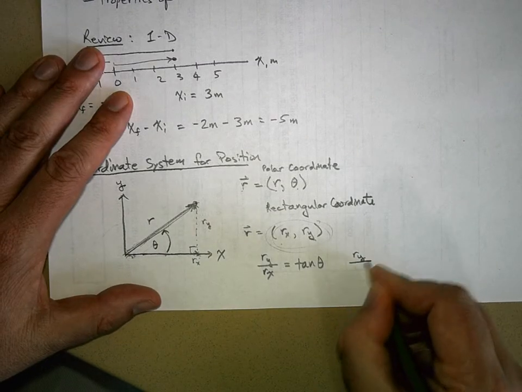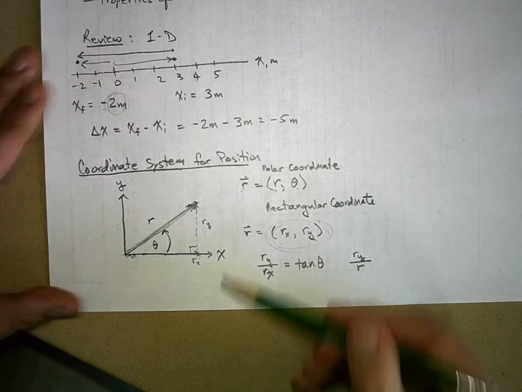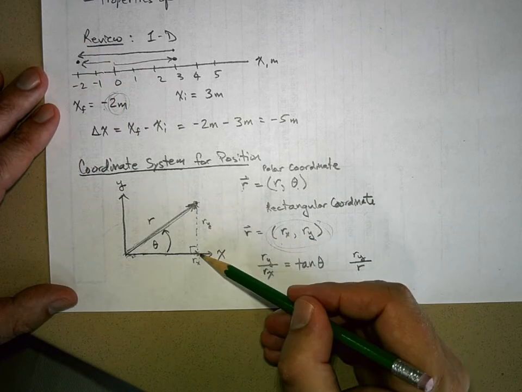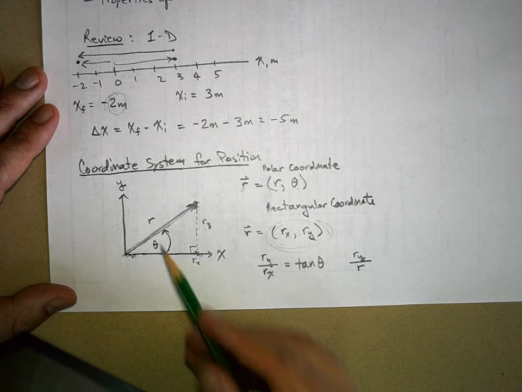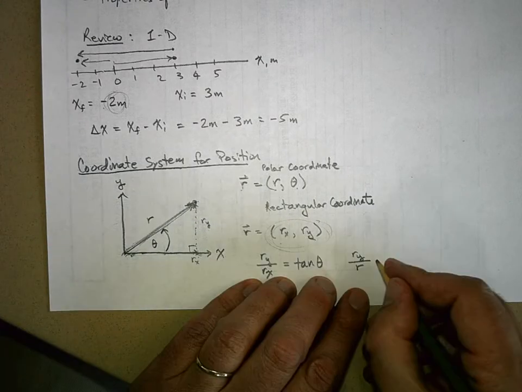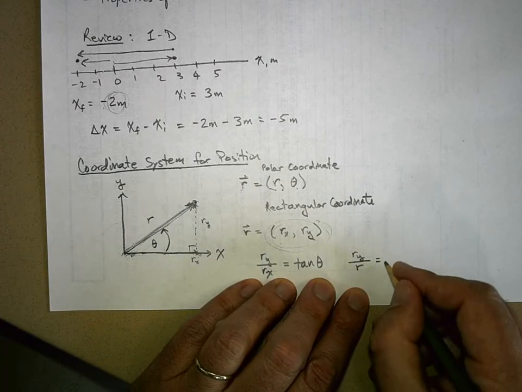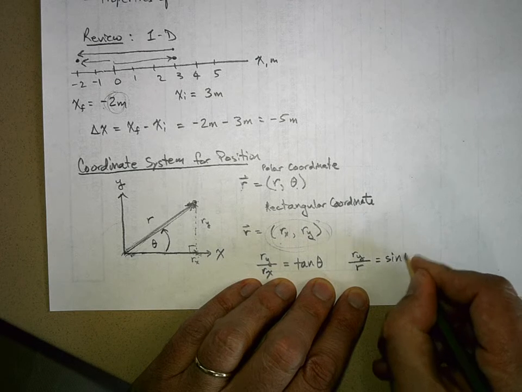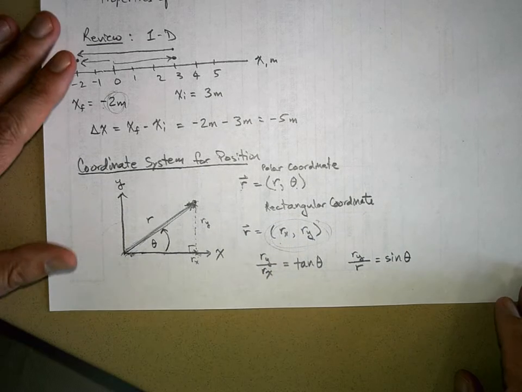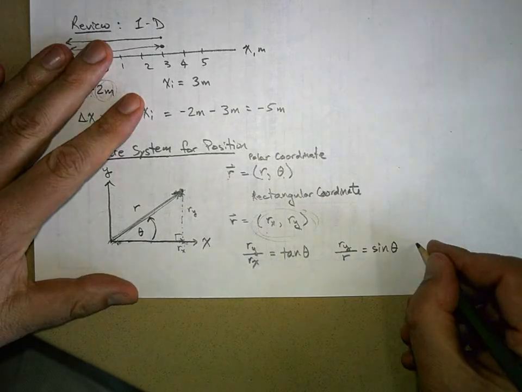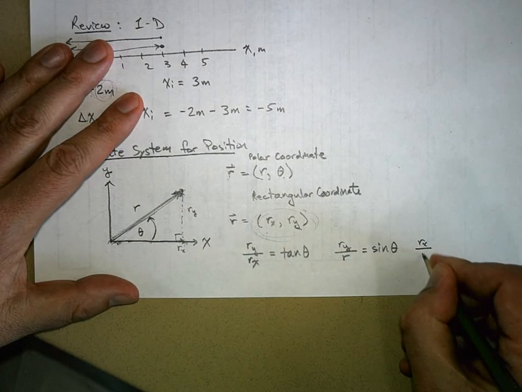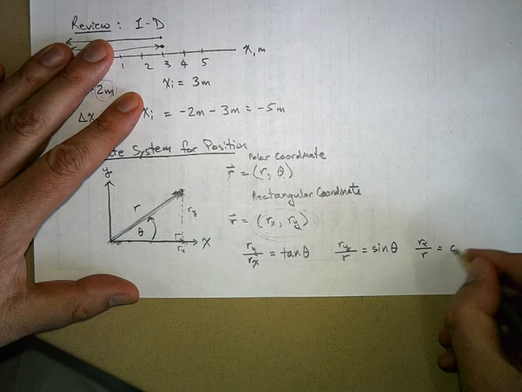Then we have r_y over r. That is this opposite leg of this triangle divided by the hypotenuse here, or the magnitude of r. And this, by definition, is called sine theta. And you all know this. And then we have r_x over r, which by definition is called cosine theta.